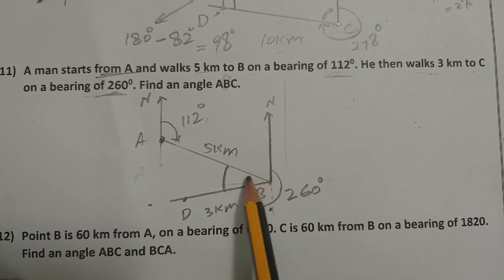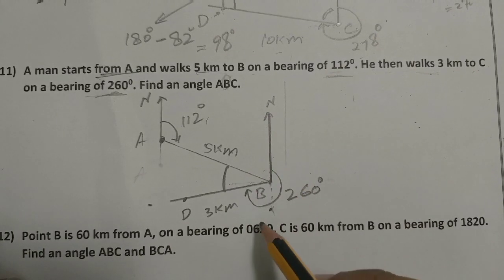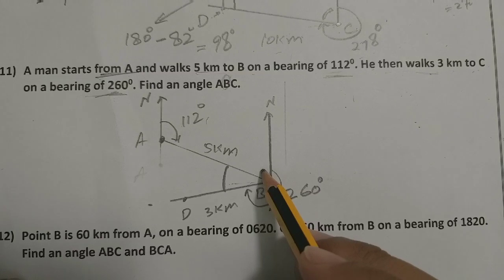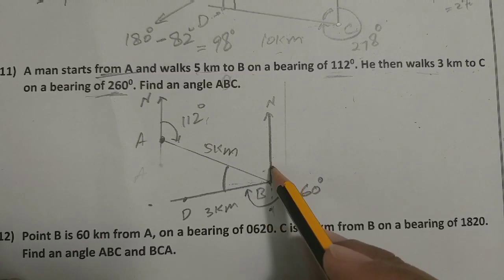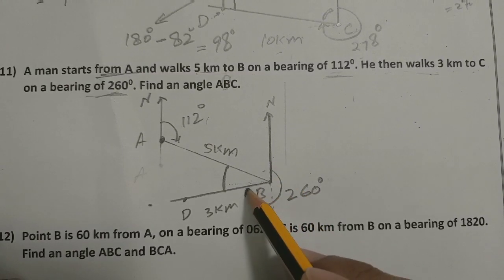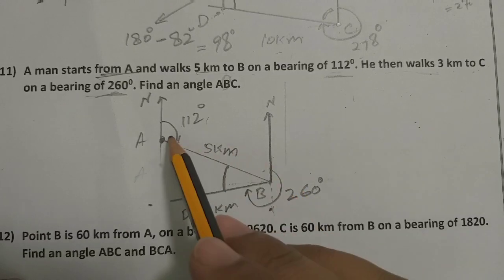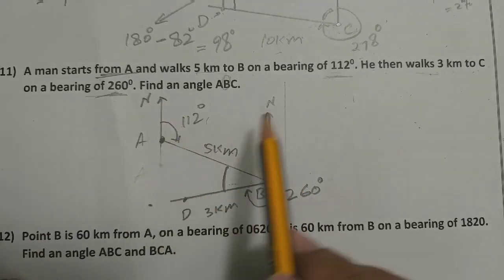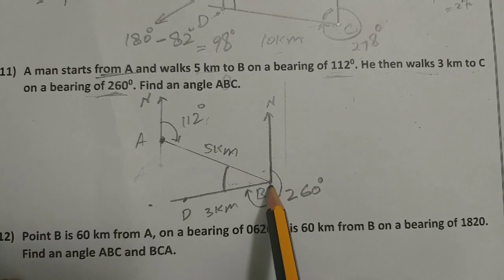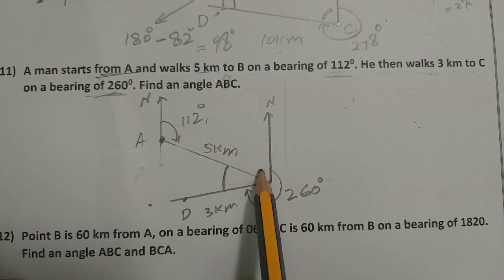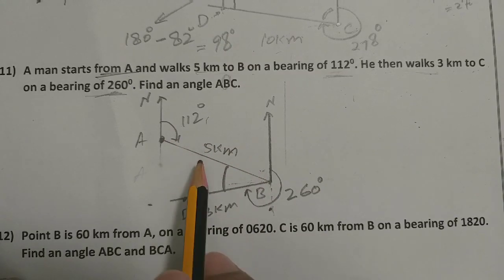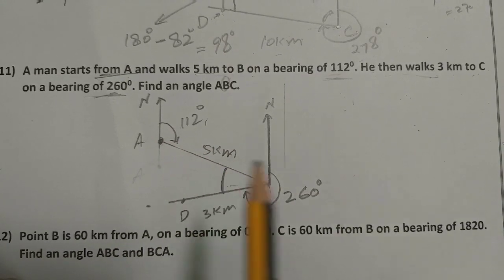Now we know that the complete angle around a point is 360, but we are missing this part, but we are given that from this point to this point is 260. So if we use the parallel line rule, these two lines are parallel and this is the transversal line. So we know that consecutive angles add up to 180, or these are the supplementary angles.